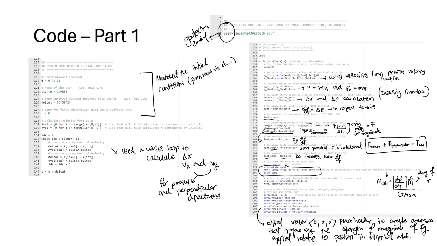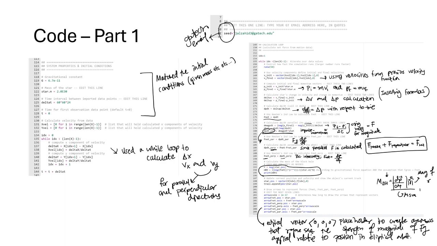Then for the coding, for part one, I matched the initial conditions, like the given mass. And in lines 134 to 144, that was the while loop. I edited the while loop in order to make sure I can calculate delta x, or just the distance, at any given time, and then use that to find Vx and Vy for the perpendicular and parallel forces.